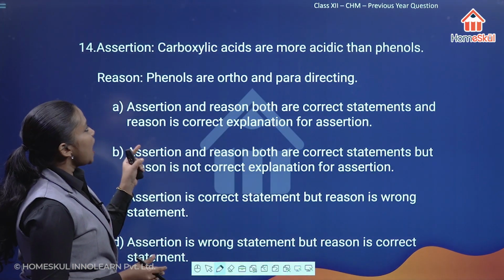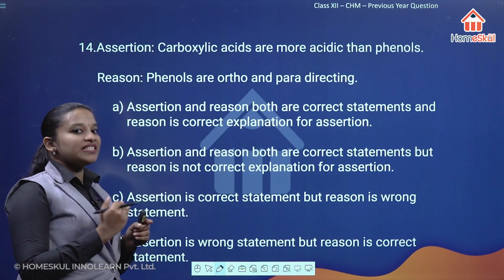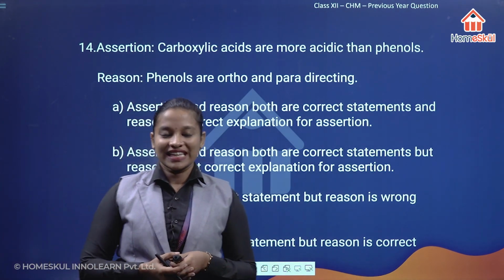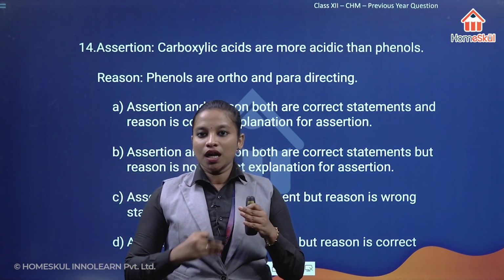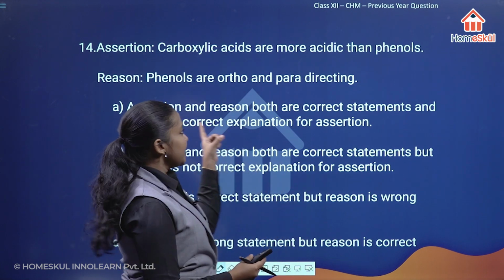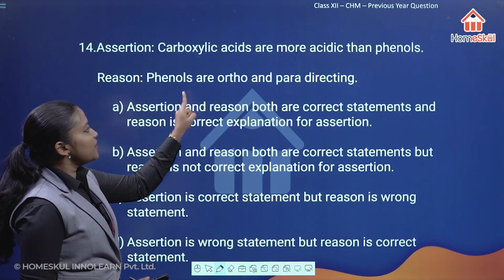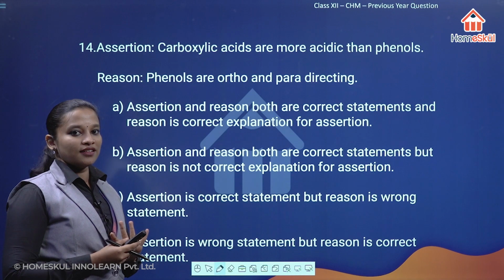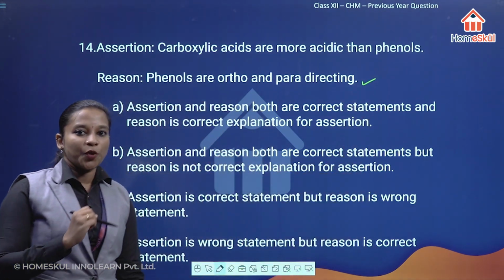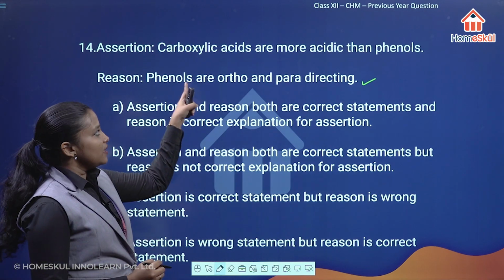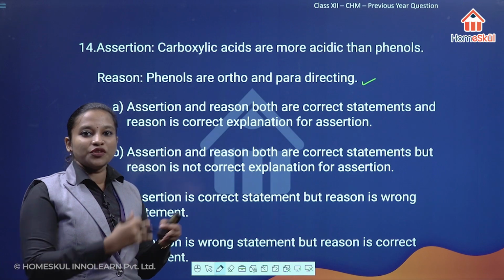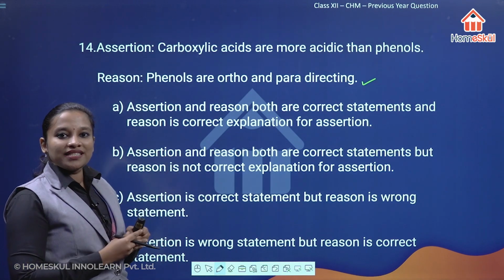Assertion: carboxylic acids are more acidic than phenols. Is it a true statement? Yes. Carboxylic acids are more acidic than phenols. And the second statement: phenols are ortho-para-directing. Yes, that is also true. But the problem is, both of them are correct, but is phenols being ortho-para-directing the reason for the higher acidity of carboxylic acid?